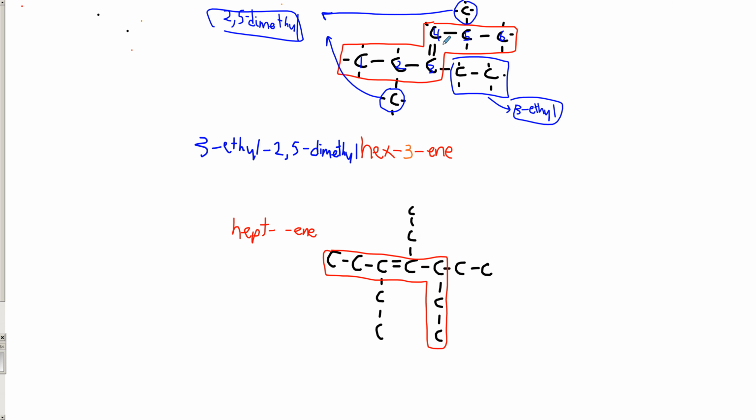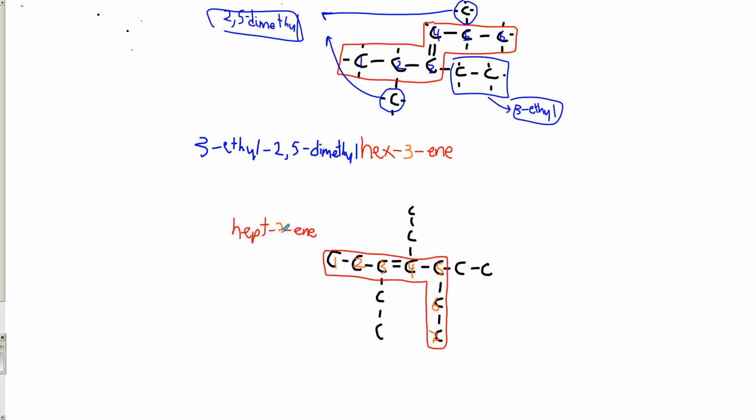So we got a double bond here, so 1, 2, 3, or 1, 2, 3, 4. So it's 3. So 1, 2, 3, 4, 5, 6, 7. So this is a hept-3-ene. Okay, cool. Now the way that this turns out is actually kind of nice.